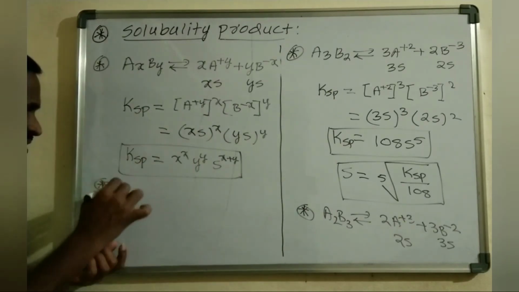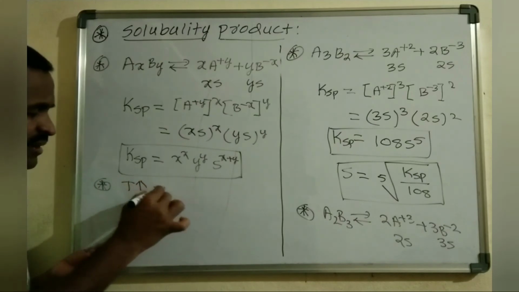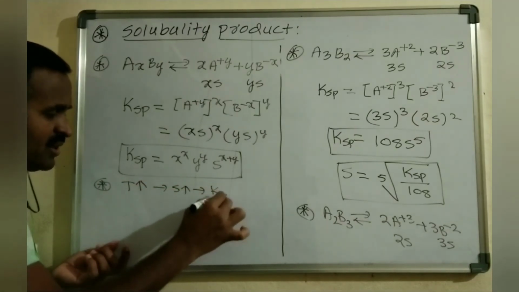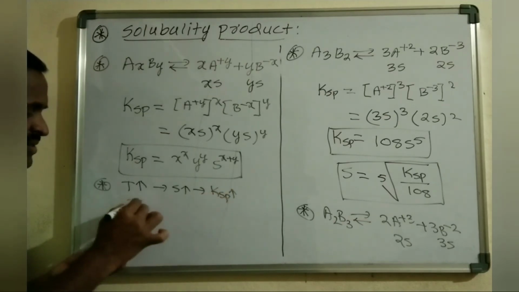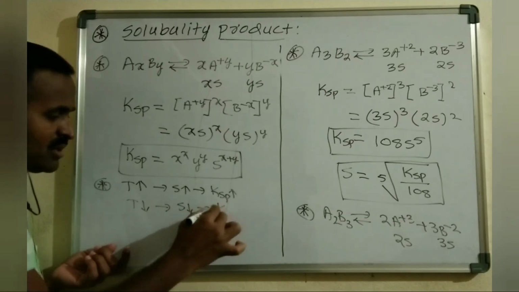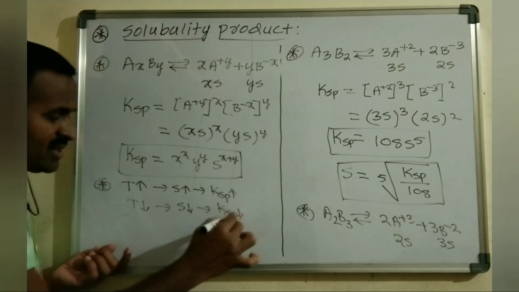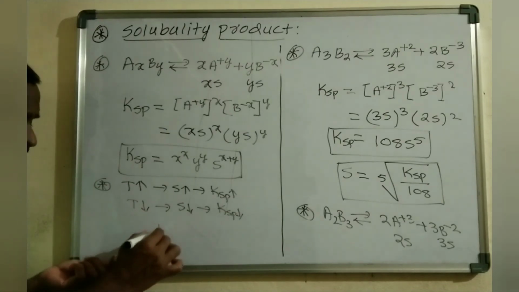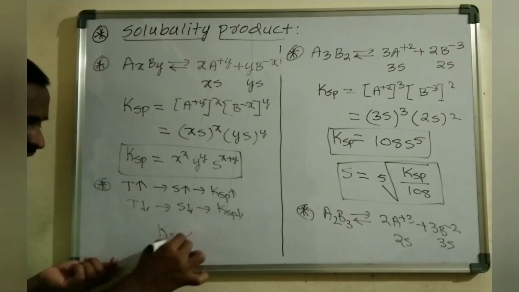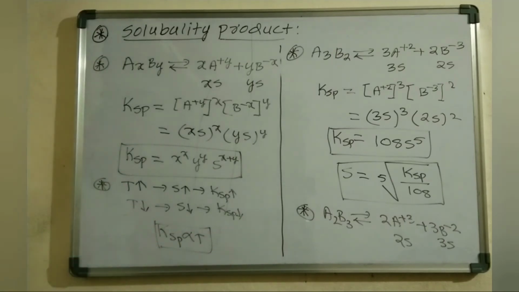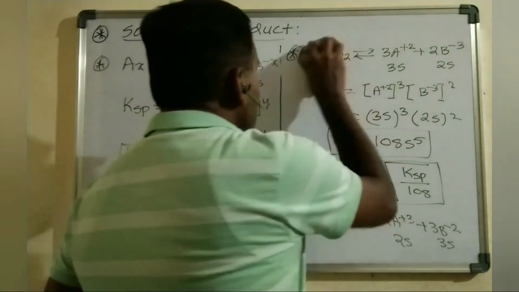If the temperature increases, then solubility will increase, and then the solubility product Ksp also increases. As the temperature decreases, solubility decreases and the solubility product Ksp also decreases, right? So from this I can write that Ksp is directly proportional to temperature.